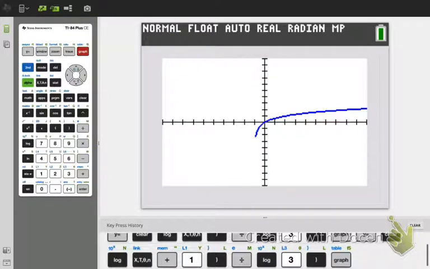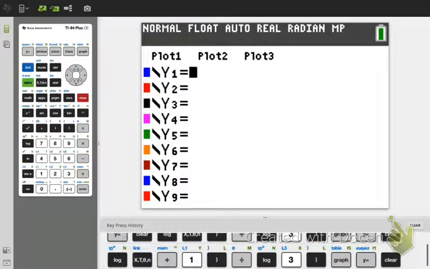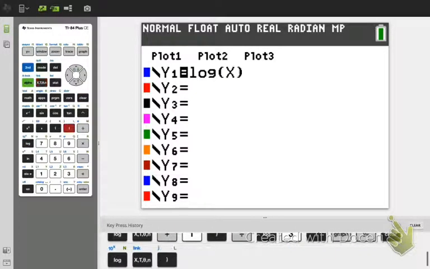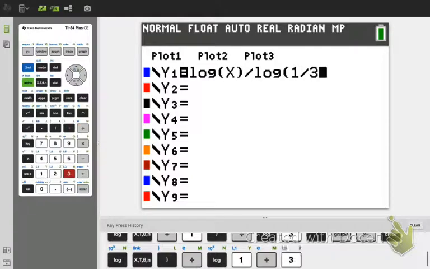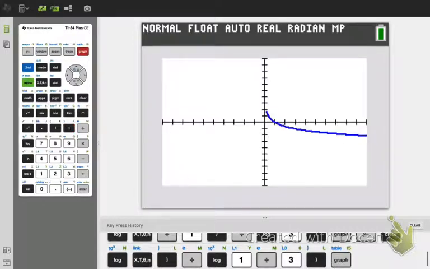All right, I'm clearing this out. Okay, I'm going to go to y equals. I'm going to clear this out. This time we're going to put in log x divided by log of 1/3. So I'm going to do that as 1 divided by 3. Okay, and we are going to hit graph. Let's see if your hypotheses were accurate.